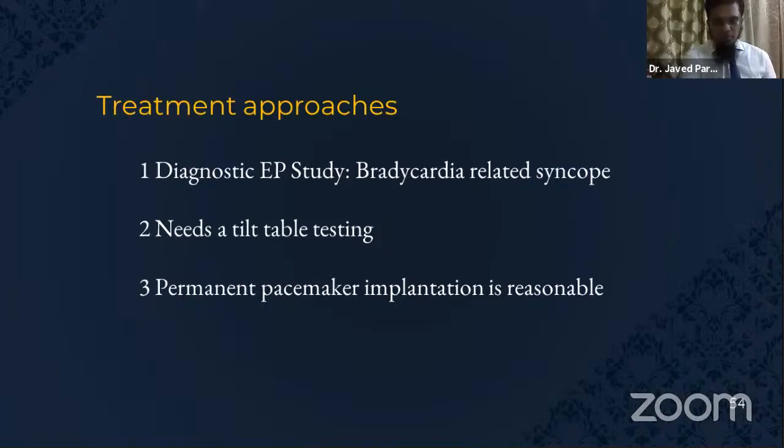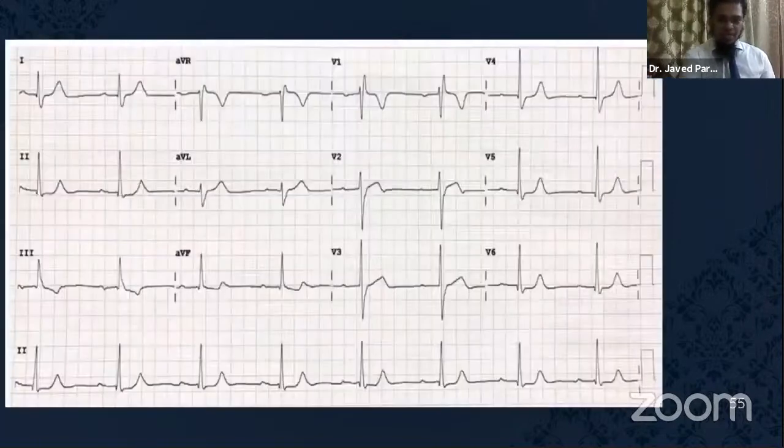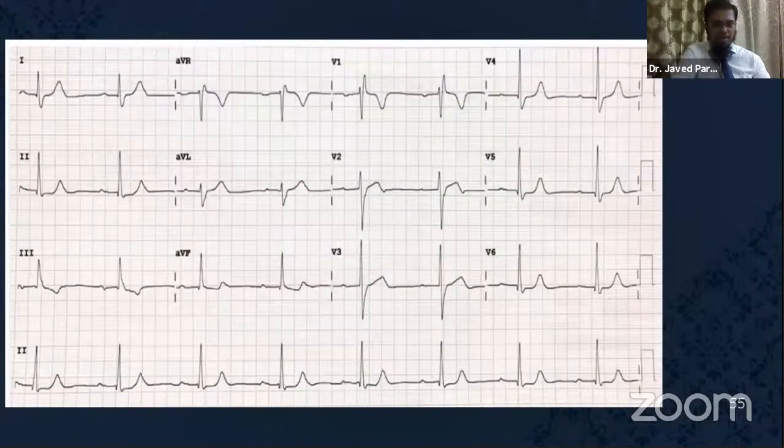Doctor, we have a full house for option two. Needs a tilt table testing. Okay. So I'll show the ECG again. So this is the ECG. Maybe after seeing the ECG, they might change their mind. Okay. So we'll discuss the ECG.